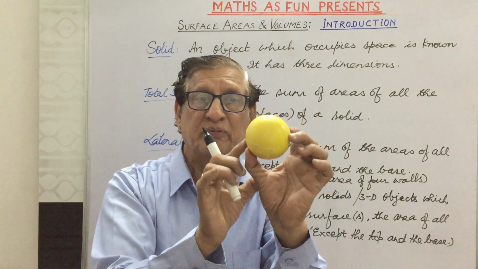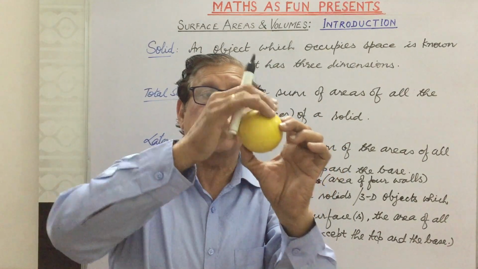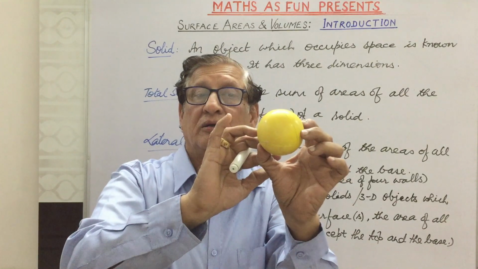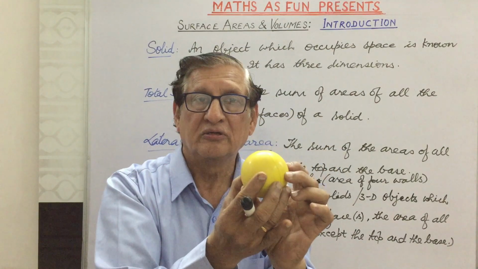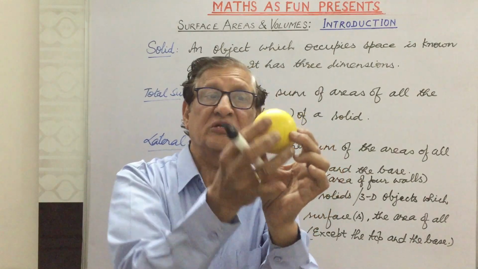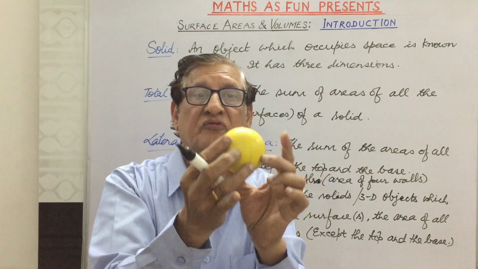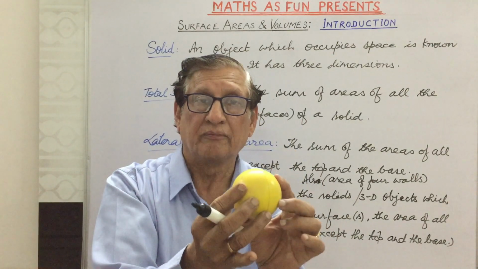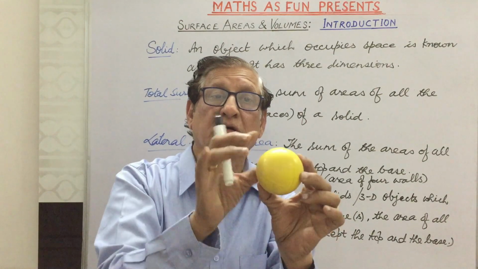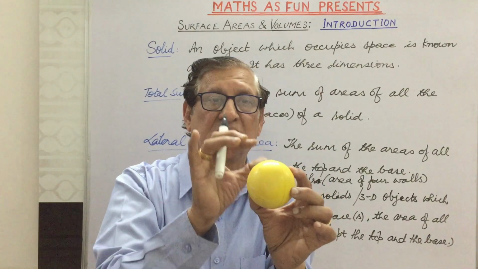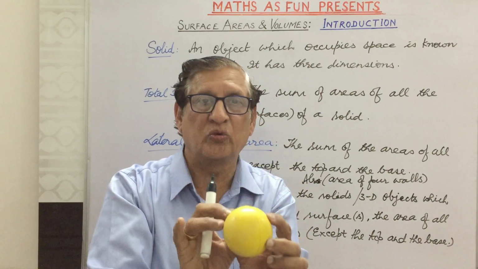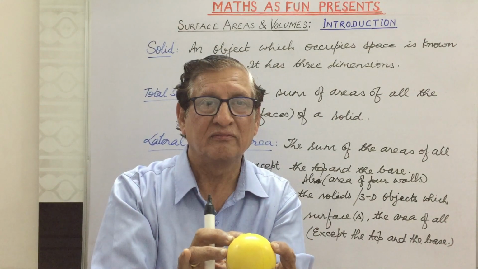A ball is the best example for a sphere. In that case, the total surface is curved. It means if we find the area of this surface, that is the total surface area, or we say the curved surface area of a sphere. It means in case of a sphere, the curved surface area and total surface area are equal or the same.